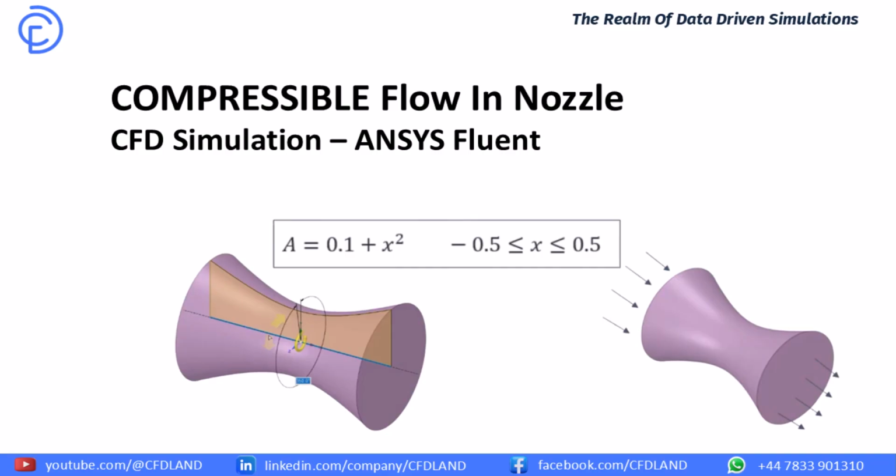In today's tutorial, we're going to tackle a classic and essential problem in aerodynamics, compressible flow in a nozzle using ANSYS Fluent. If you look at this slide, you can see the geometry we are working with. This is a converging-diverging nozzle. The shape isn't random. It is defined by the specific equation you see right on the screen. Area equals 0.1 plus square root of x, and x ranges from minus 0.5 to 0.5.